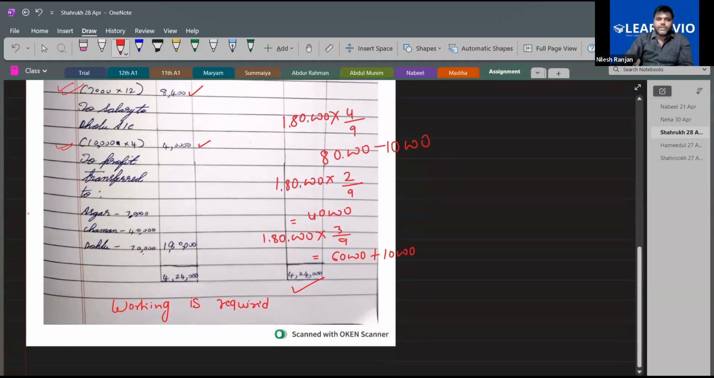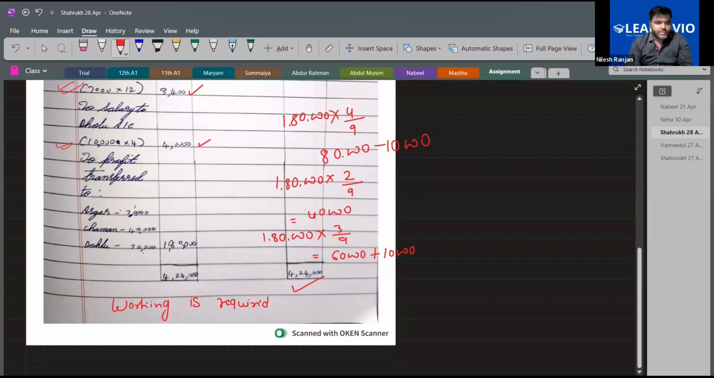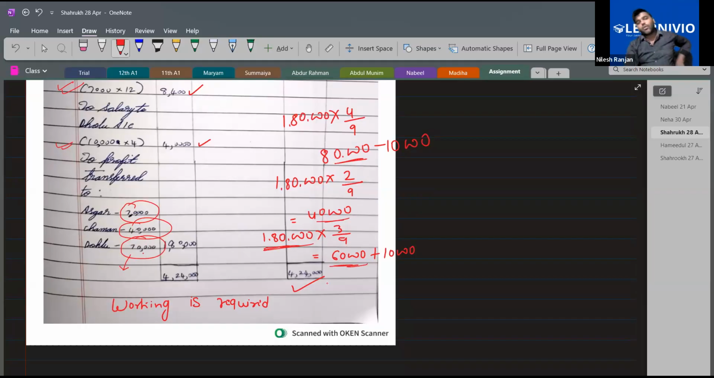Okay, sir. Okay. Now, here you have calculated 70,000, 40,000, and 70,000. Now, how did I get this 70,000? So this is the calculation. 1,80,000 into 3 by 9, 60,000 I got. And 1,80,000 into 2 by 9, 40,000, and 80,000. Now, any shortage from 70,000 will be fulfilled by Oscar. So we have deducted 10,000 from Oscar and added it to Dholu. So that is how we have calculated the amount. But you have to show this.